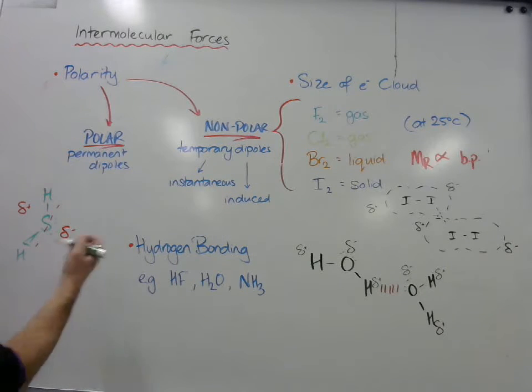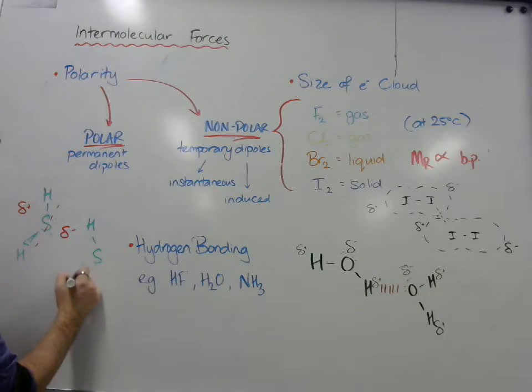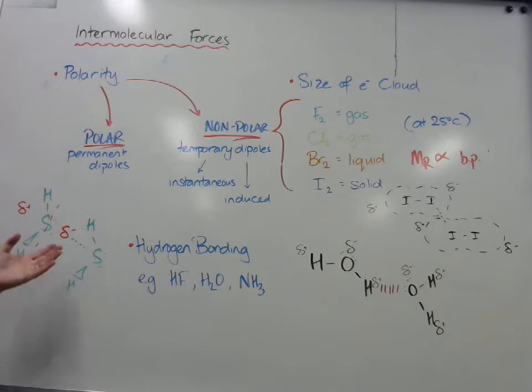So the neighbouring H2S that bonds to this would be oriented this way to allow for the bond to form here. And this is why H2S would probably have a relatively, for its molar mass, which is very low, relatively high boiling point and melting point.